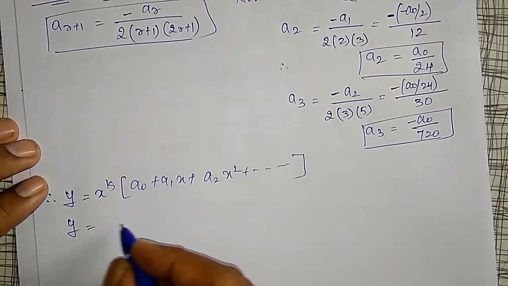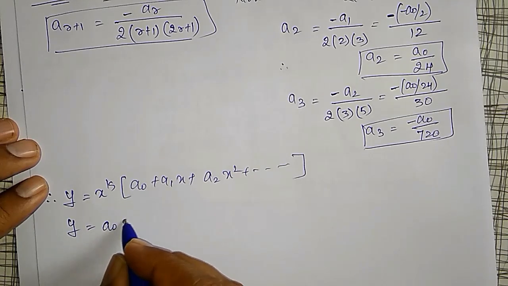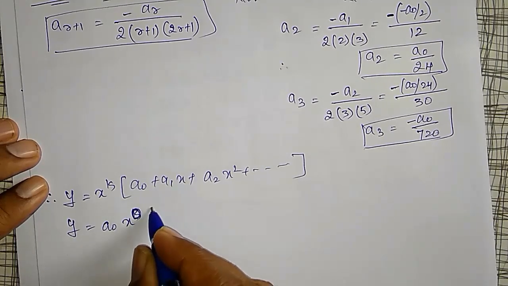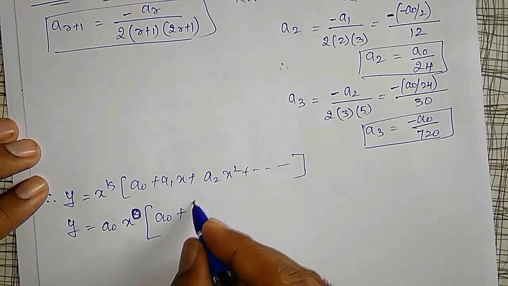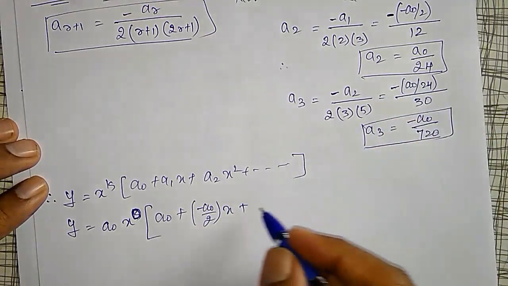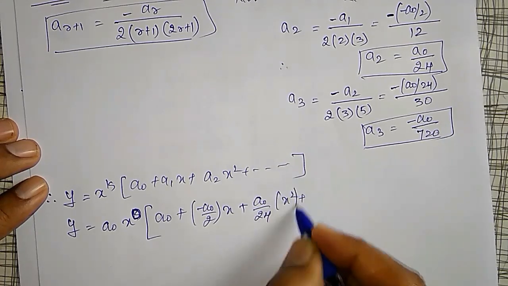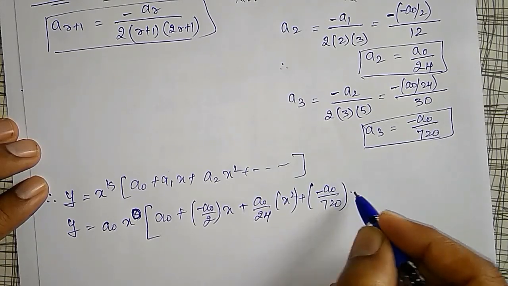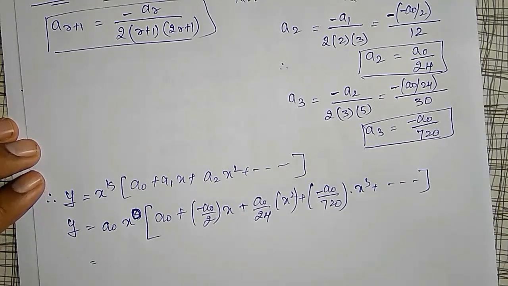Therefore y equal to A0 into x to the power k, but k equal to 0 in this particular case, into A0 plus A1. A1 is minus A0 divided by 2 into x. A2 is A0 divided by 24 into x square, plus next minus A0 divided by 720 into x cube plus so on. And I will simplify this.